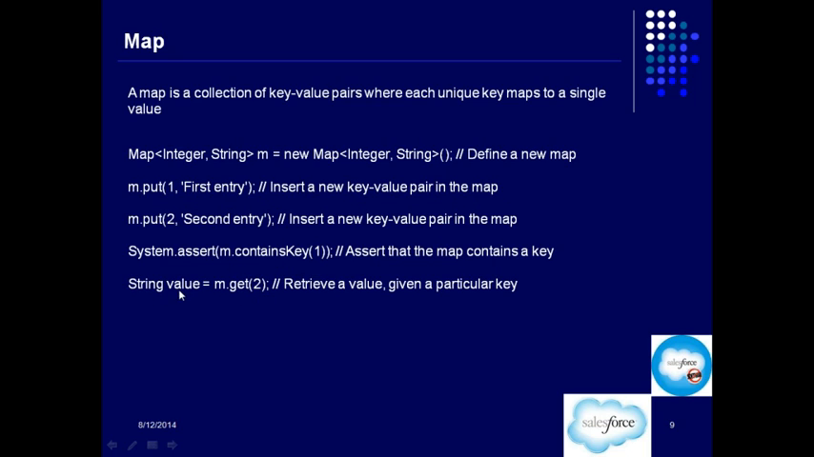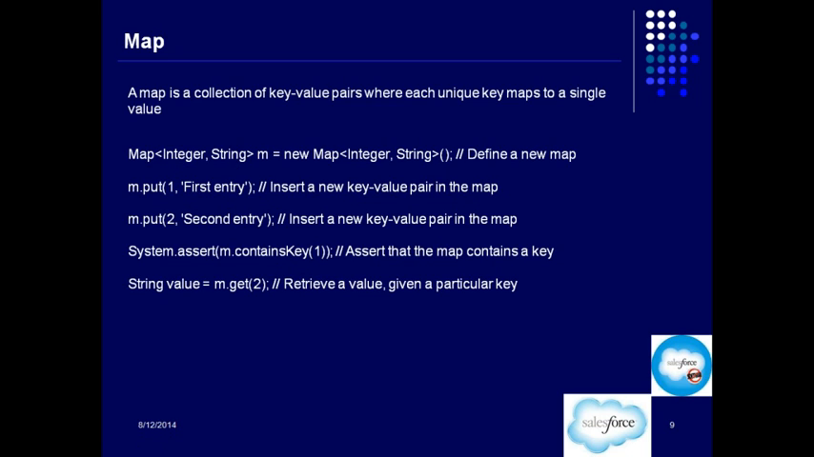So if you say String value = m.get(2), what will it return? Value will be equal to second entry, right? It retrieves a value given a particular key. So in the mapping, the first thing that we are using is the key. Integer with string. So in mapping, the first side is the key and the second side is the value.